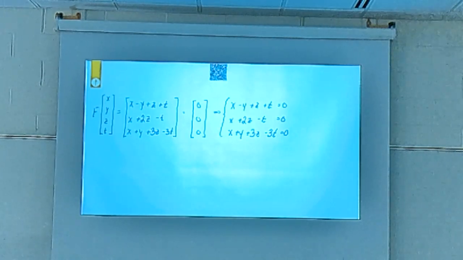What does that look like? What is it? More specifically, what kind of equations are they? Linear. System of linear equations. How do we solve a system of linear equations?